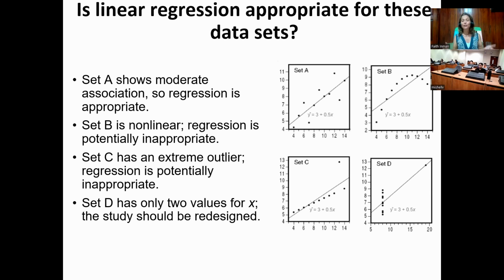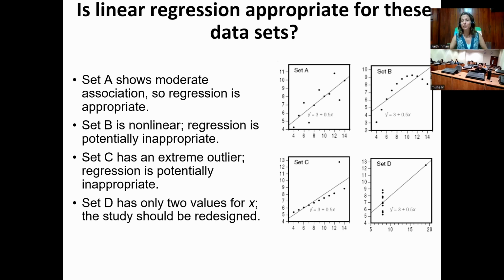Set D has only 2 values for X. What happened here? Well, what probably happened here is that your X variable is not a continuous numeric variable. Probably what you have here is actually some kind of a categorical variable disguised as a numeric variable.